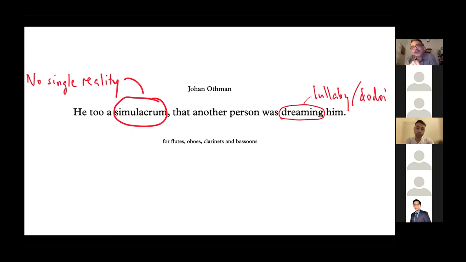And simulacrum means it's an image. It's a simulation. It is not real. So again, it goes symbolically with the idea of the music, which is no single reality. This piece has no single reality, no singularity also. So the title also reflects the objectives of the research and the whole idea of my approach.